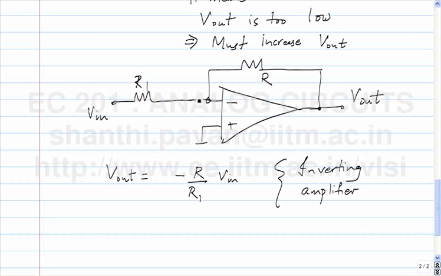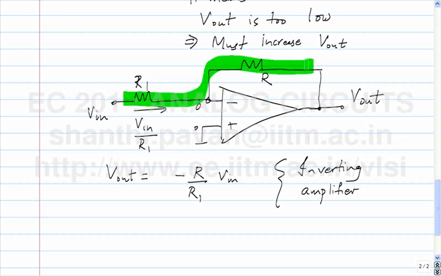You can ascertain again that there is negative feedback here. The current flowing here, if there is negative feedback, these two node potentials must be the same, so this must be 0. The current flowing here is going to be Vn by R1. The same current must flow through R, causing a drop Vn times R by R1, and that drop must occur between, which means that the output voltage will be 0 minus the drop across the resistor. So V out must be equal to minus R by R1 times Vn.